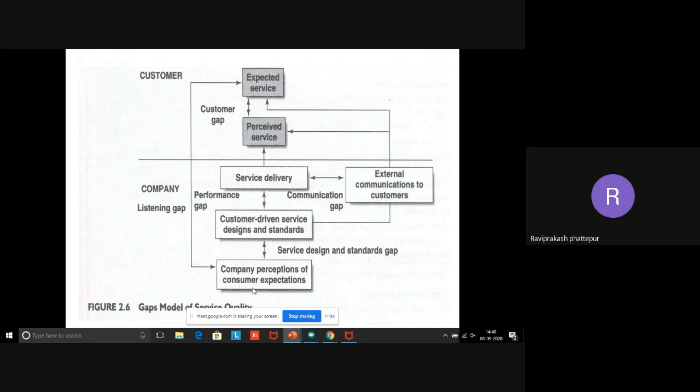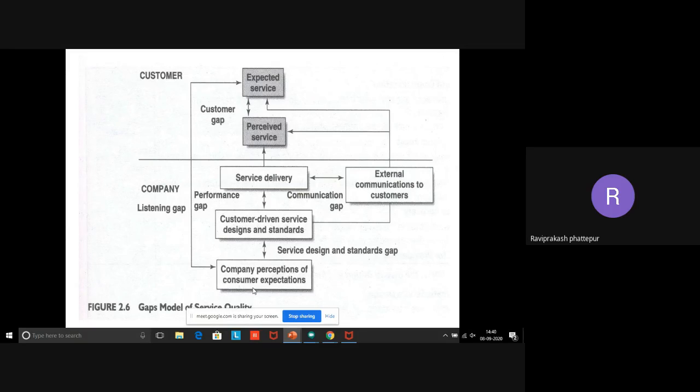So the first gap, the listening gap, is between the expected service, that is the customer expectation, and the company's perceptions of what the customer is thinking. If there is a gap, that is a listening gap. Why do we call it a listening gap? Because the customer says he needs this, but if the company, or the top officials who take the decisions, don't listen to all these things, then there will be a gap.